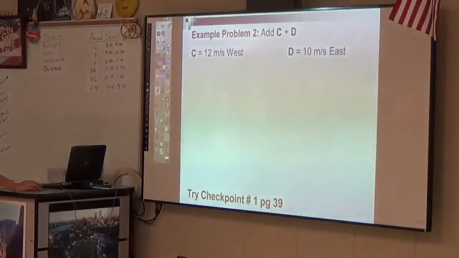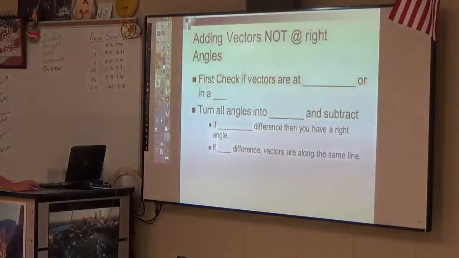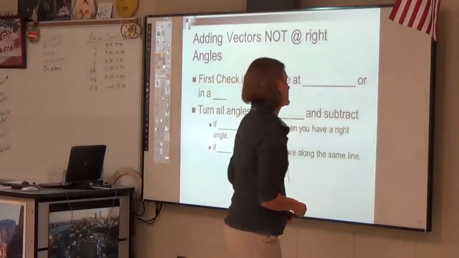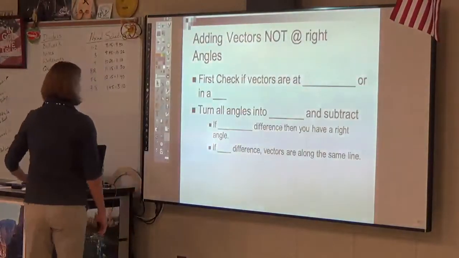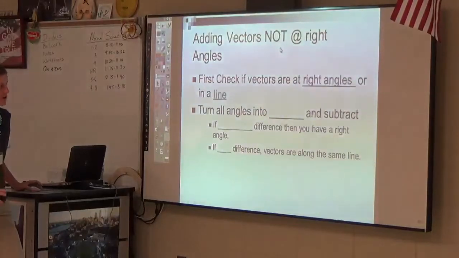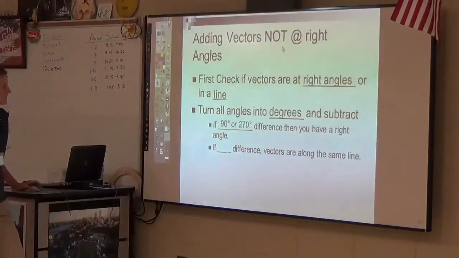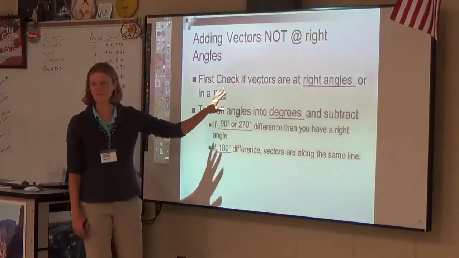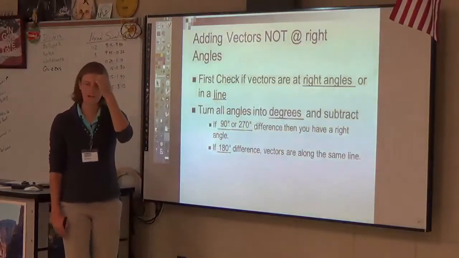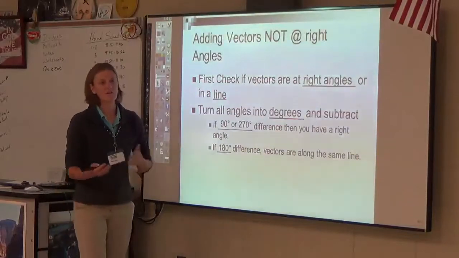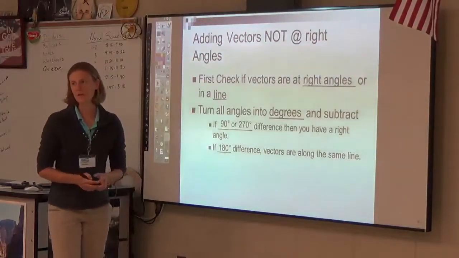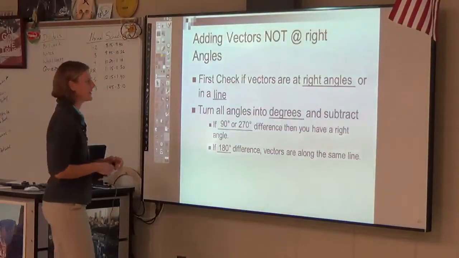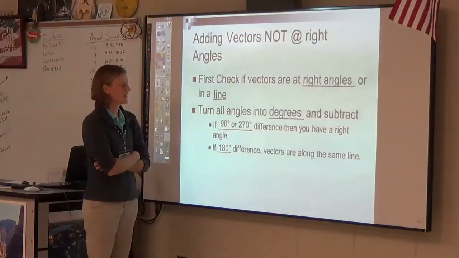Back to the notes. Okay, so all well and good when it's at 90 degrees or in a line, but they won't always be. So how do we add them if they're not in a line? All right, first check and see if they are in a line. This is, of course, if this doesn't work out, but it's an easy way to check, even if you're given 0 and 90. You obviously know those are 90 degrees apart. But 45 and 135, just that much more thinking. But they are still at right angles to each other.